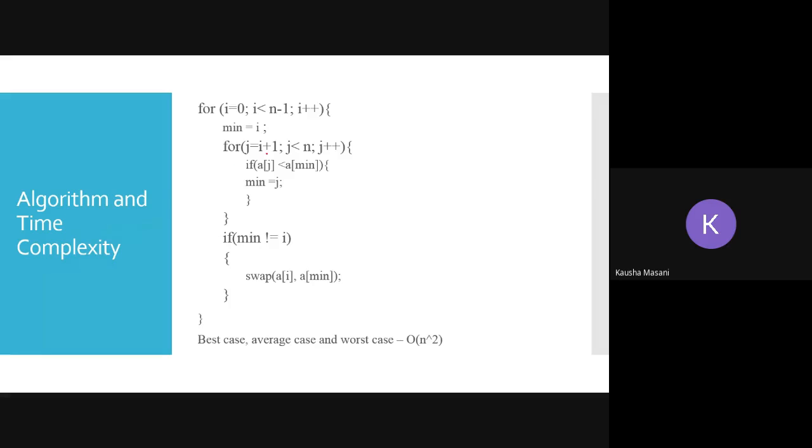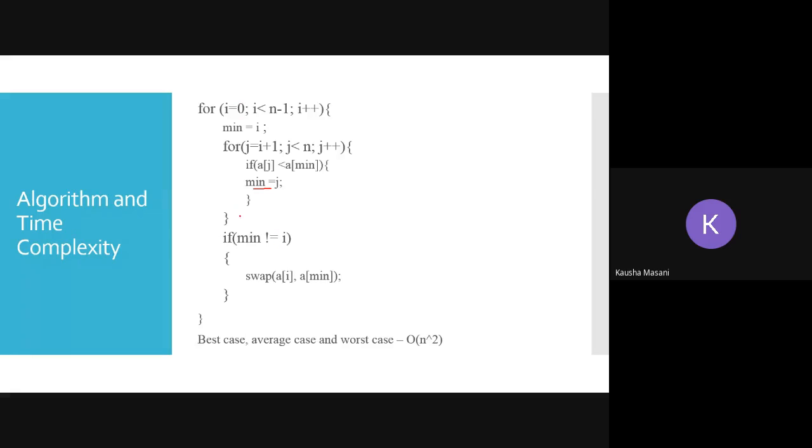For j equals i plus 1, j less than n, j plus plus. If a of j is less than a of minimum, then you update your minimum. Go on updating, so you will find one minimum value. When you get that, if minimum is not equal to i, then you swap. But if it is equal to i, then you don't need to swap. Just keep it as it is.